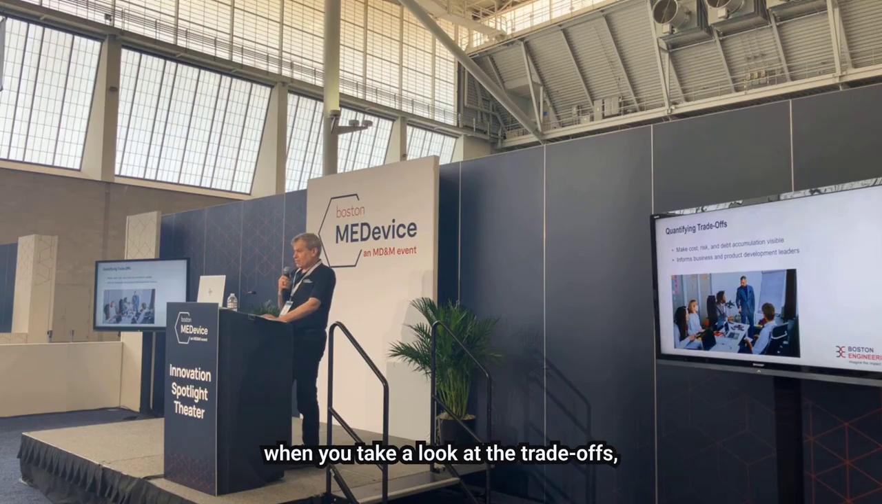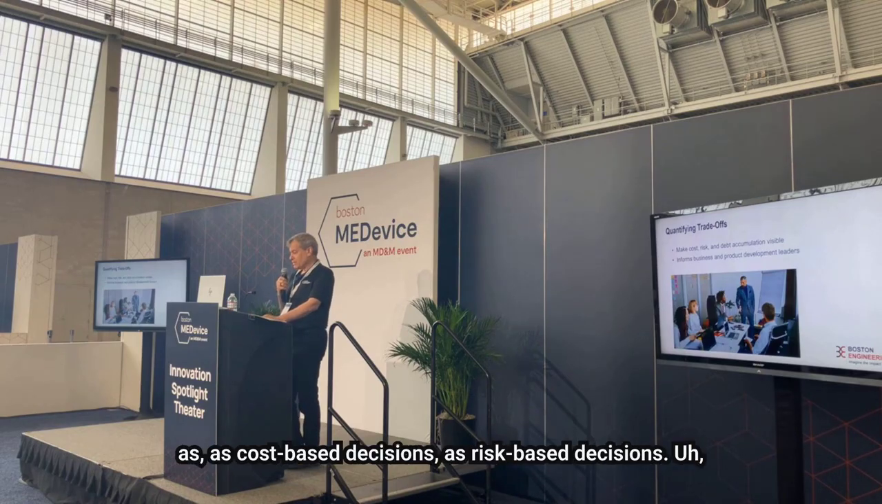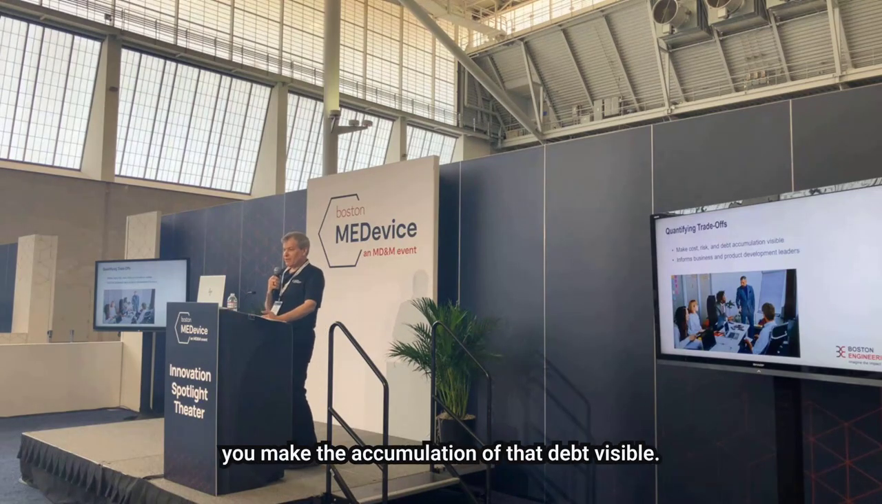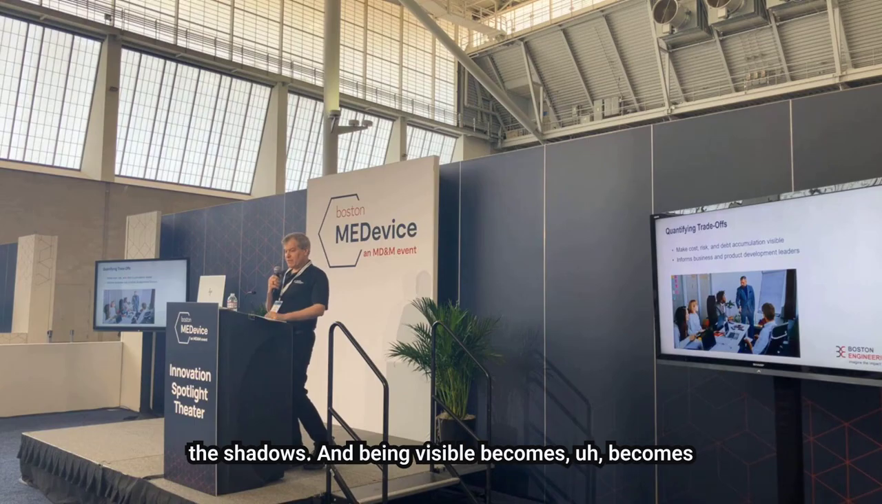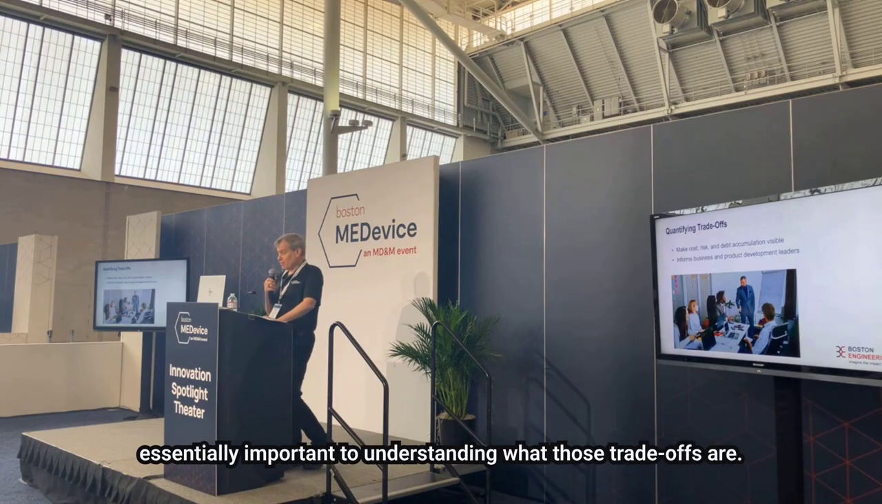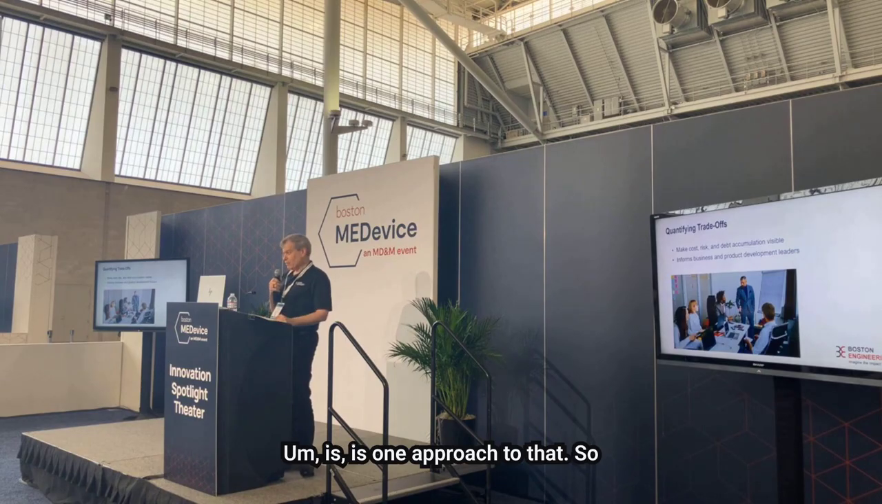So when you take a look at the trade-offs, it's very important that you make these as cost-based decisions and as risk-based decisions. You make the accumulation of that debt visible, so things are not hiding in the shadows. Being visible becomes essentially important. Understanding what those trade-offs are is one approach to that.